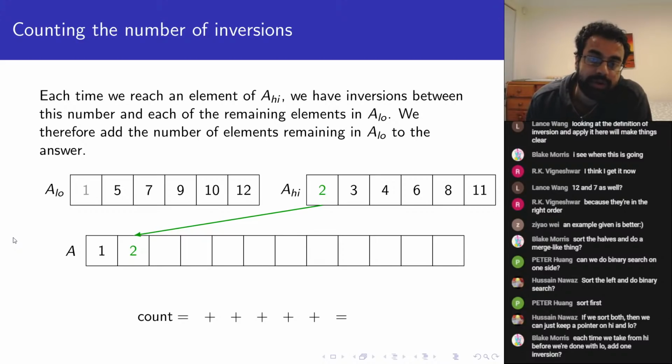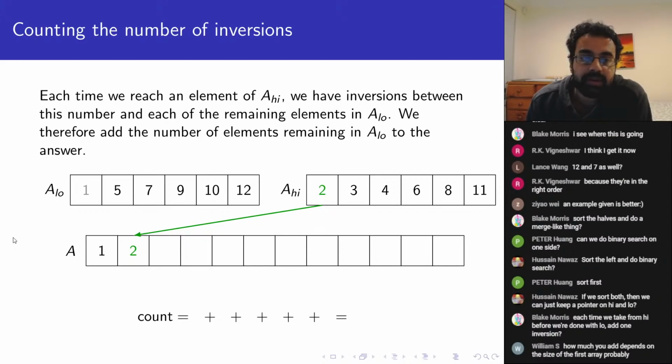And at this point, we're going to count the inversions involving this 2. How many inversions crossing the partition involve the number 2? Well, this number 2 should be less than the 5, because that's how we decided to add the 2 now. But also because A low is sorted, everything beyond that 5 is even bigger, which means this 2 forms an inversion with everything remaining in A low. It doesn't form an inversion with the 1 because that one went first, but everything else in A low is known to be bigger than 2, and therefore 2 is responsible for 5 inversions. So we add 5 to our total.